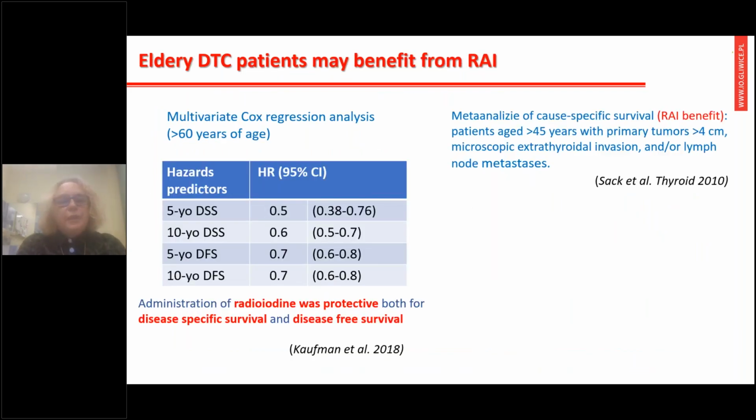And also, there was an analysis to establish whether administration of radioiodine is protective for both disease-specific survival and disease-free survival in this older population of DTC patients. And yes, both the survival and the disease-free survival were better if radioiodine was administered, by a factor of about 30 to 50%. And there was also another analysis that looked at radioiodine treatment in these older patients, and it showed that in patients more than 35 years of age with primary microscopic extrathyroid extension or lymph node metastasis, radioiodine is related to a better prognosis.